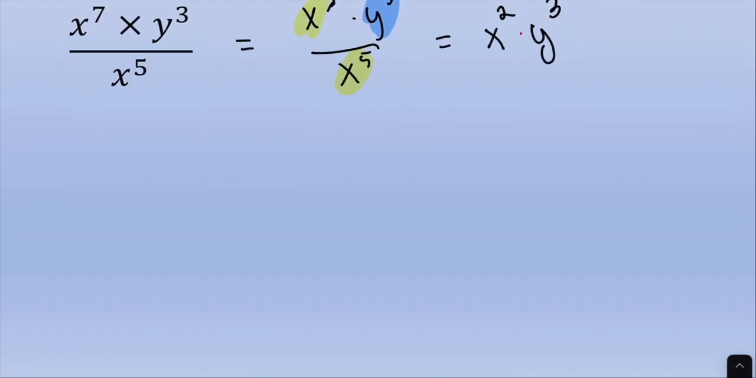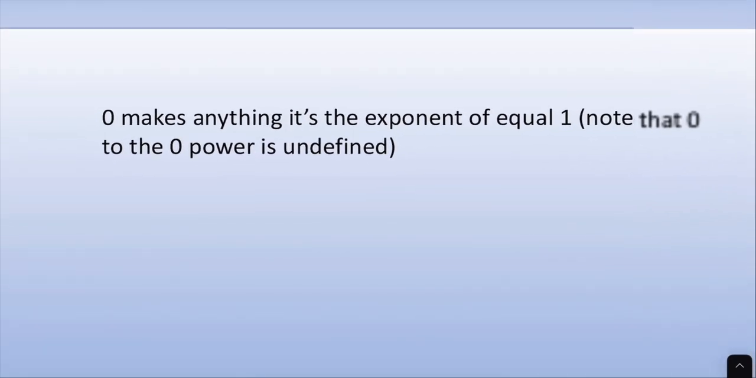Another rule that you should know: if you have anything at all to the 0 power, it is always equal to 1. Now, 0 to the 0 power isn't defined as anything, so it would come up as an error if you were to enter that into a calculator. But any other number to the 0 power is always equal to 1.